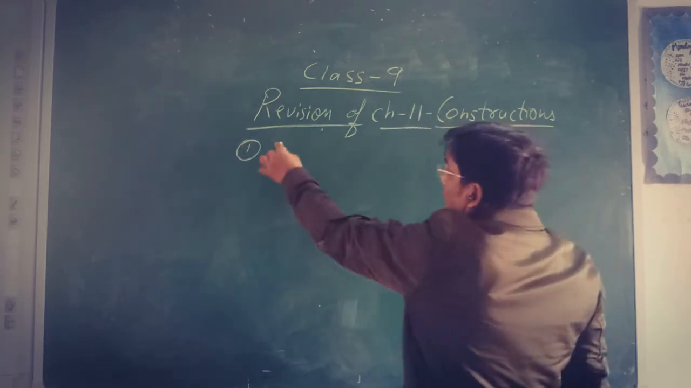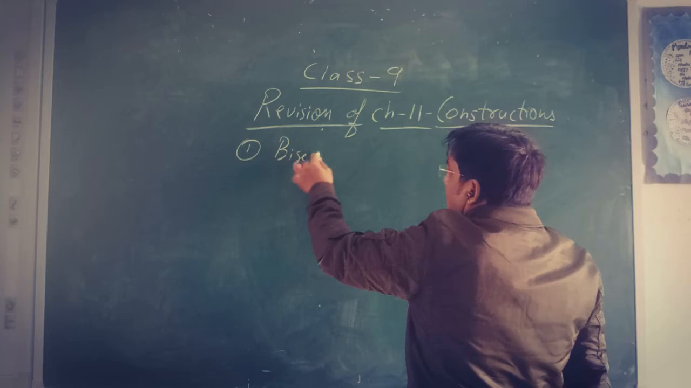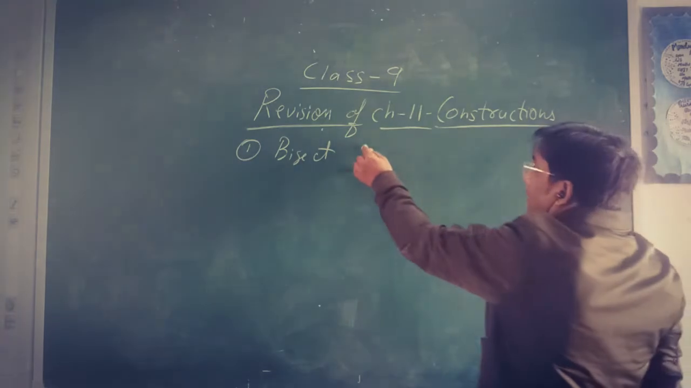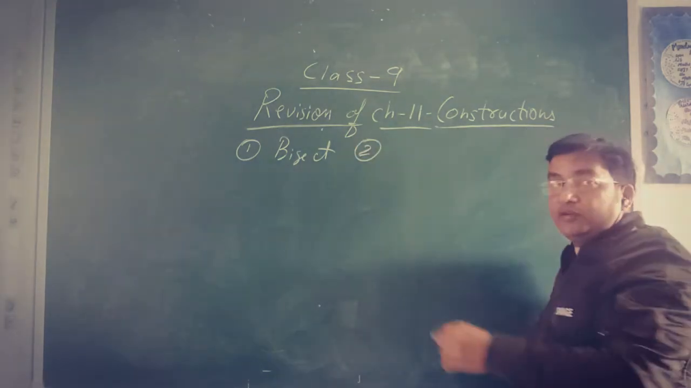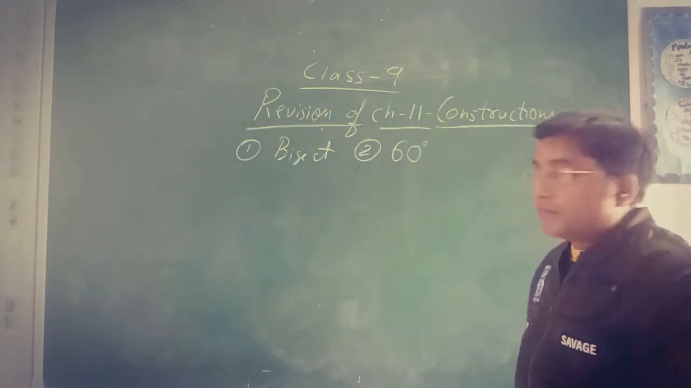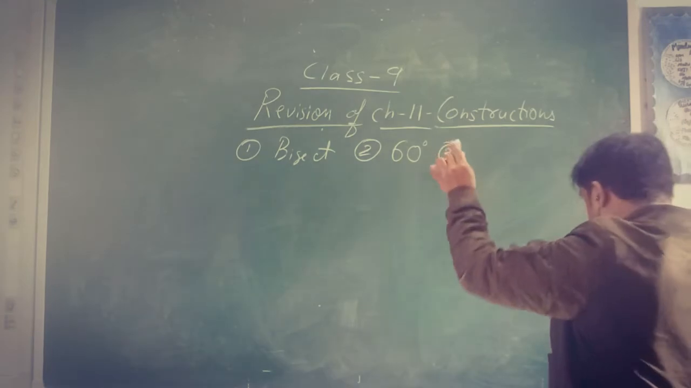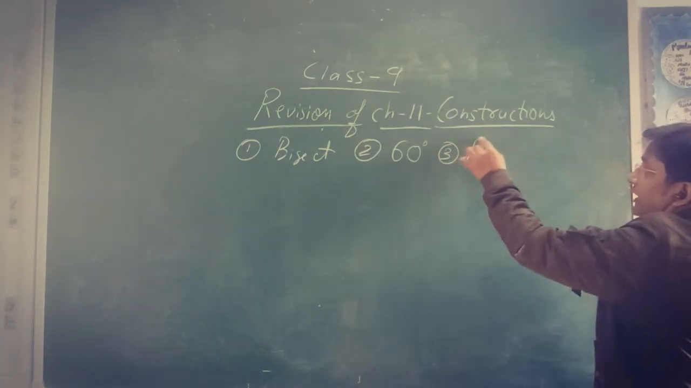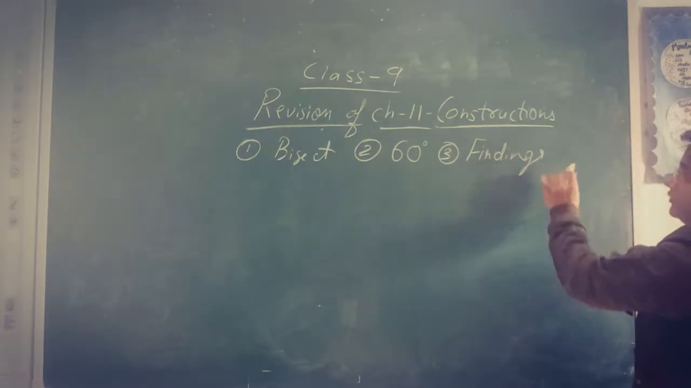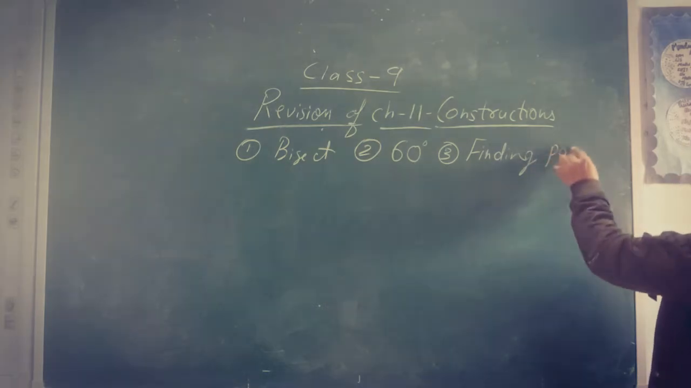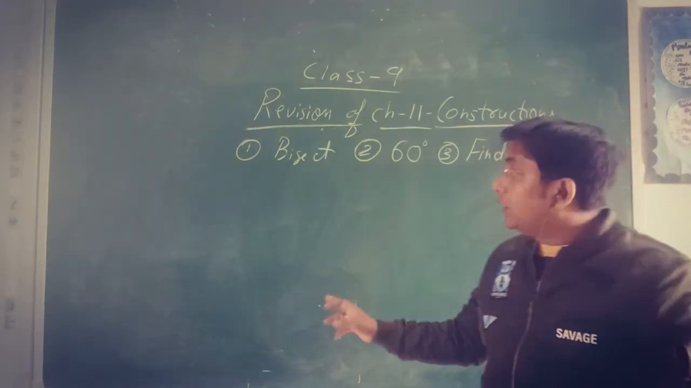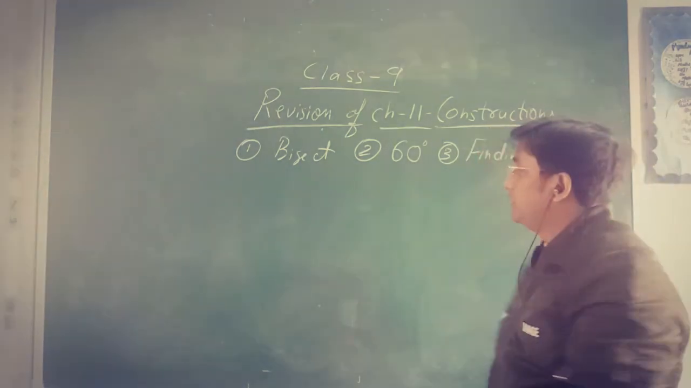First thing is how to bisect things. I'll tell you how to bisect things. I know you all know this, but I'll just tell you in a different way. Then I'll tell you how to make 60 degrees. Third is finding points. These three things I'll tell you. Okay, let us take first, bisect.